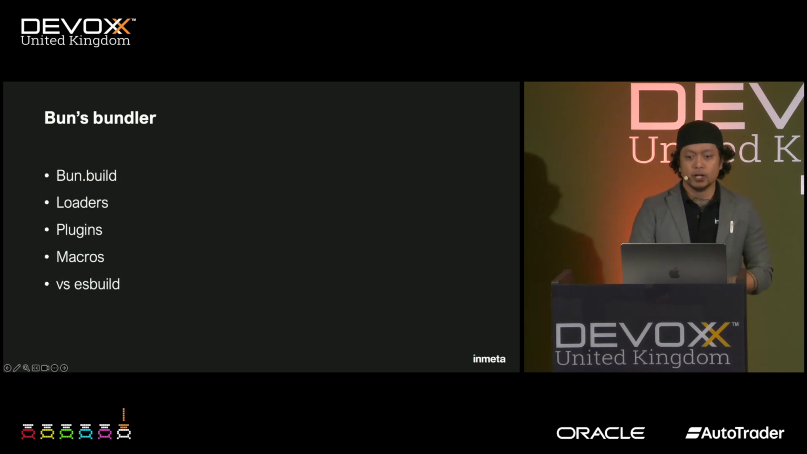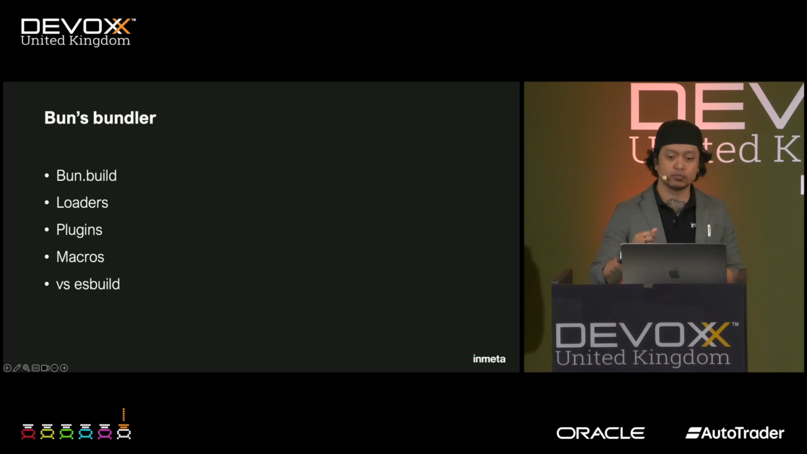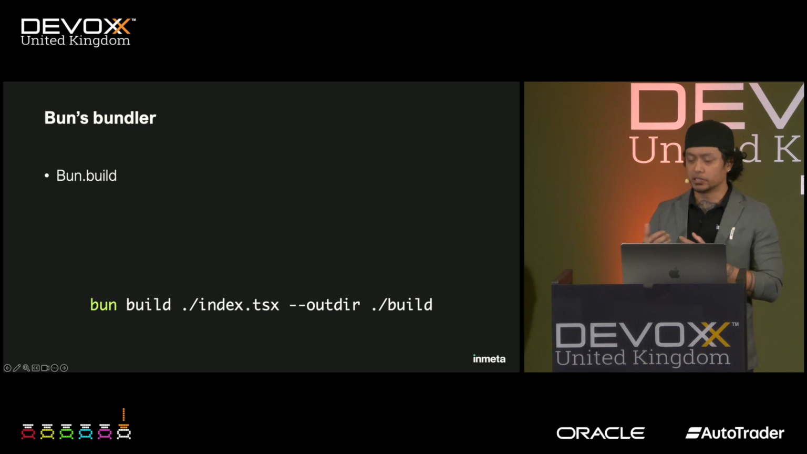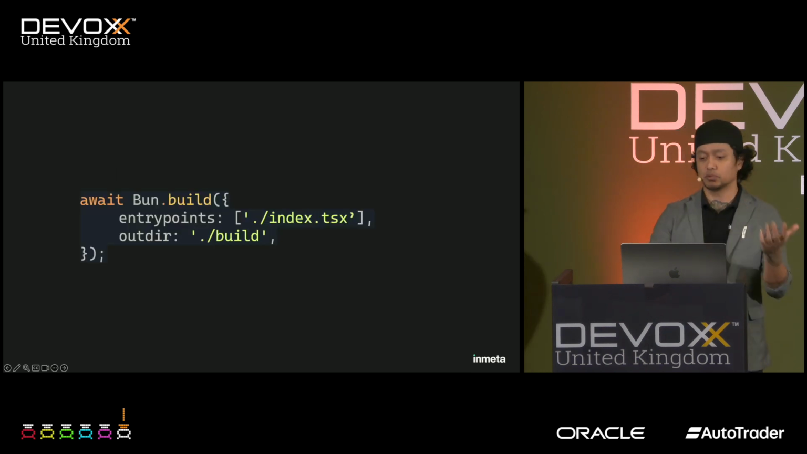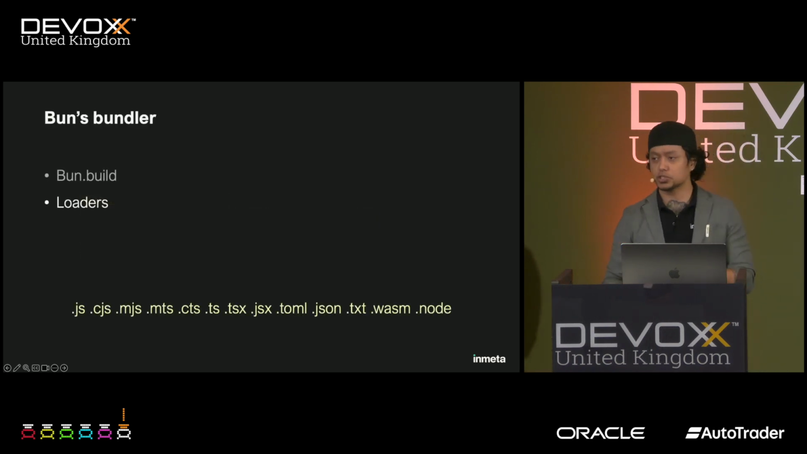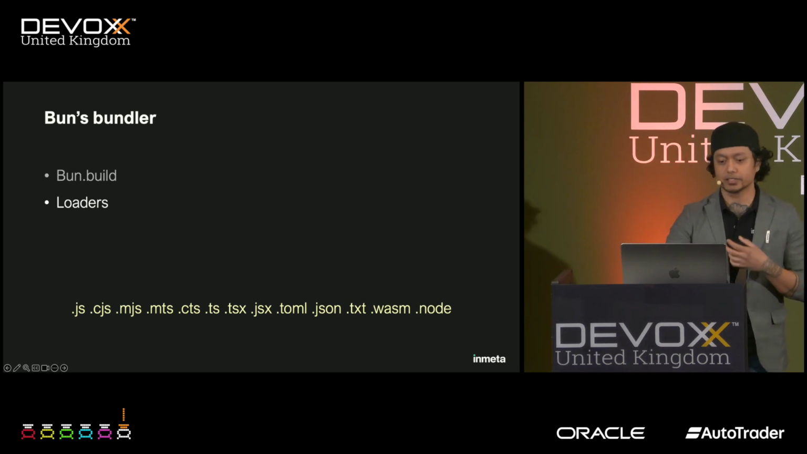So, okay, let's take a look at what different supports we can get out of the box from Bun. Bundling using CLI or using JavaScript. So this is the CLI. JavaScript looks like this. And then loaders. These are the default loaders for both building and also runtime. JS, CJS, MJS.